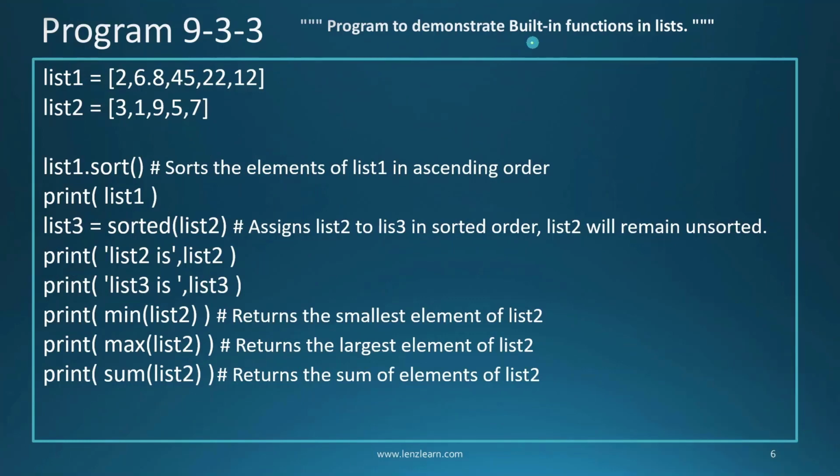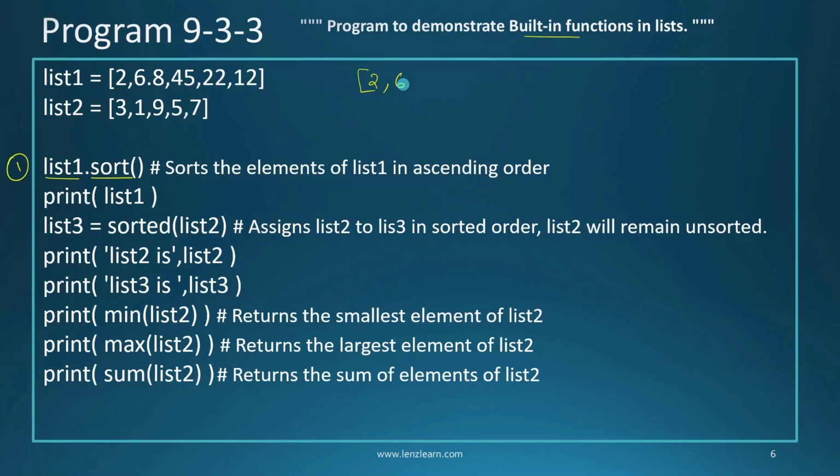Now we are going to continue our study on built-in functions with lists. So here I have two lists. You can see list 1 and list 2. So now we'll start. The first function that we are going to study is sort. So this will sort the content of list 1 in ascending order. It will pick the smallest value and put it as the first value.